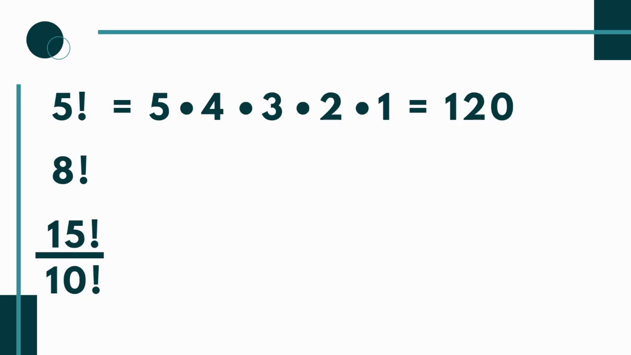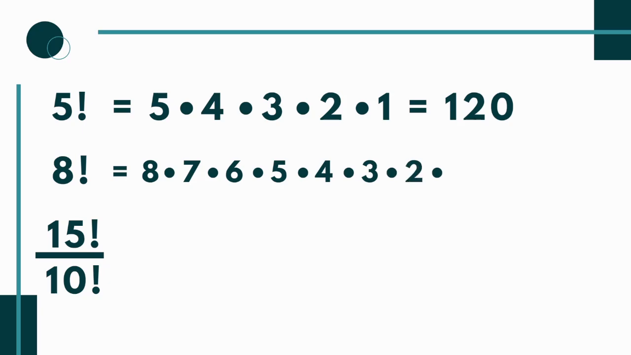Next is 8 factorial. Same process again. 8 factorial is equal to 8 times 7 times 6 times 5 times 4 times 3 times 2 times 1, and that is equal to 40,320. For the next problem, we simplify it, but it has two numbers, right?